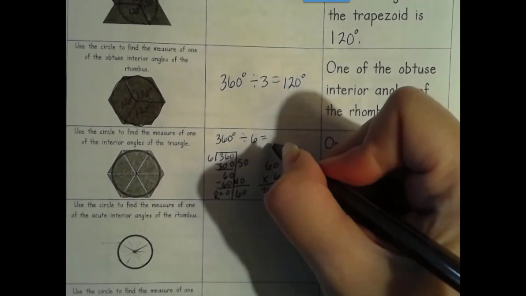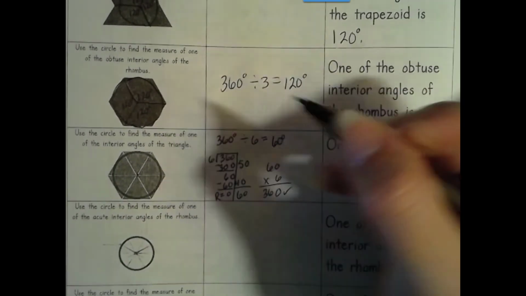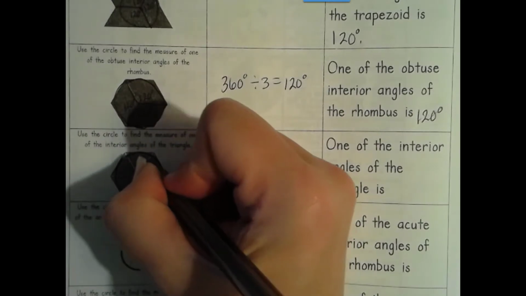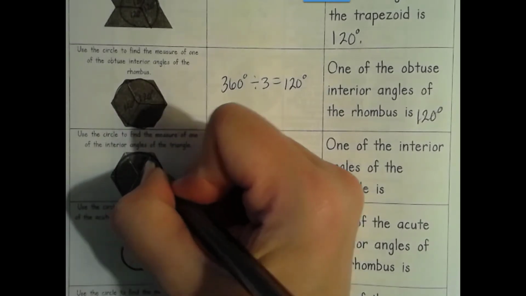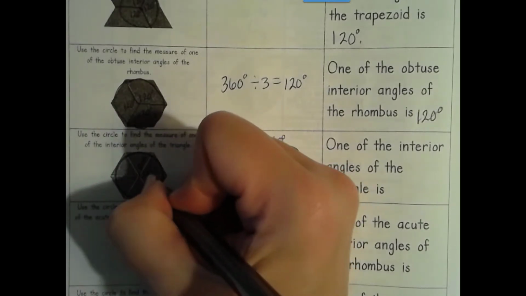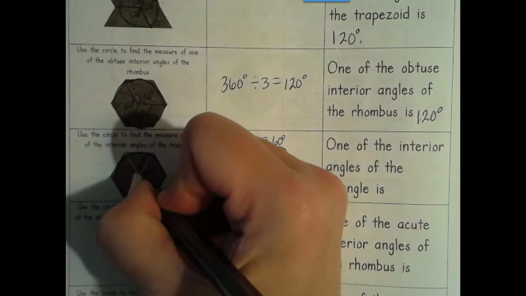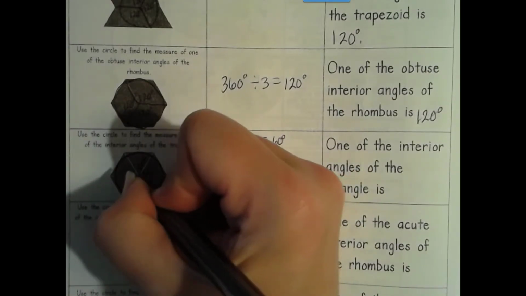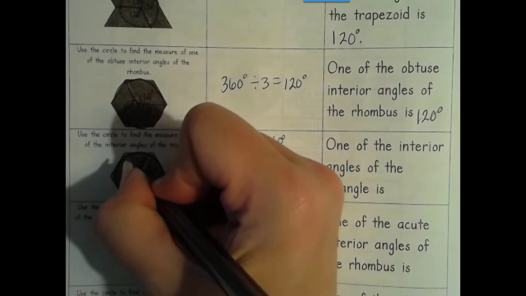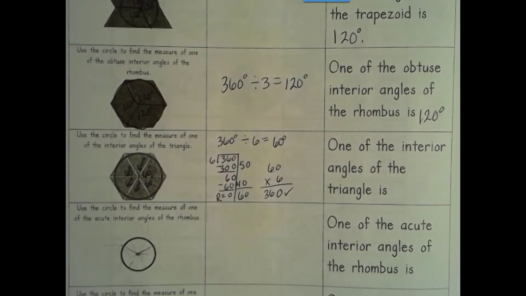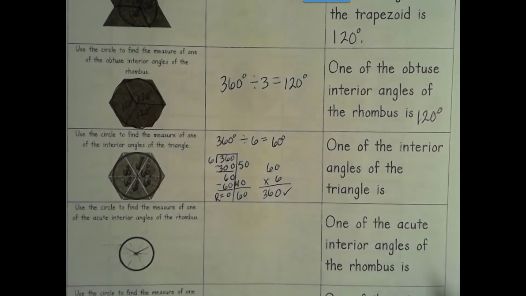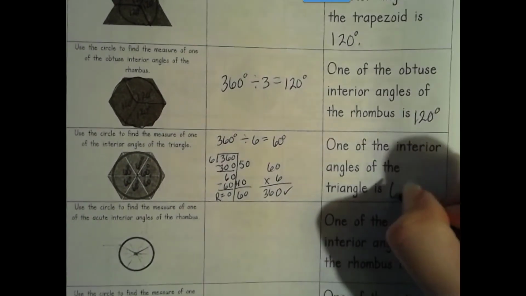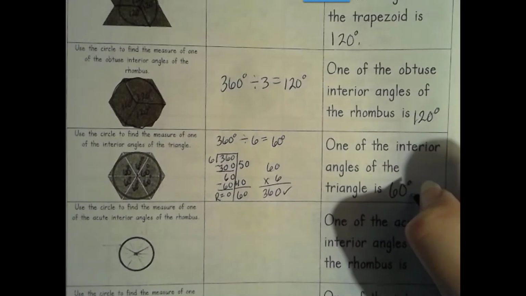So each of these is 60 degrees, and that is actually true in all equilateral triangles. They're all 60-degree angles inside. So they're also acute and equiangular. So one of the interior angles of the triangle is 60 degrees.